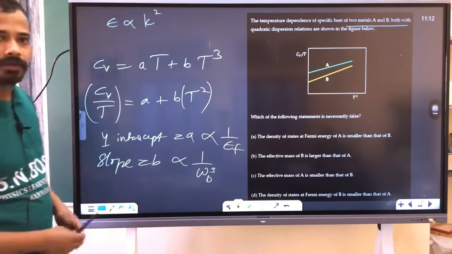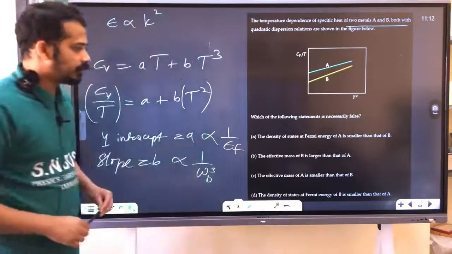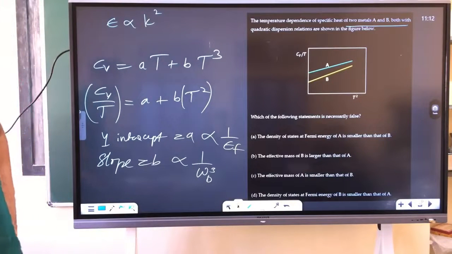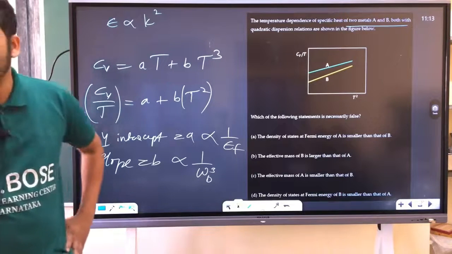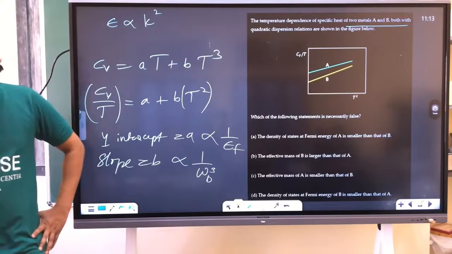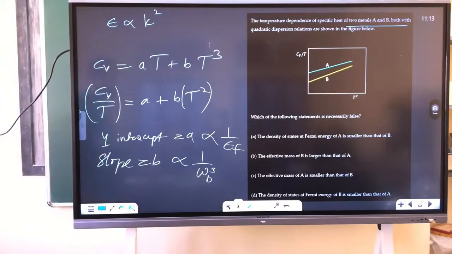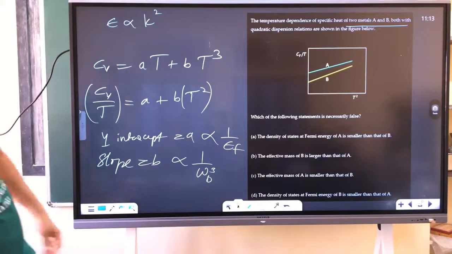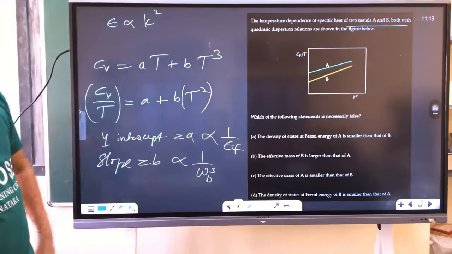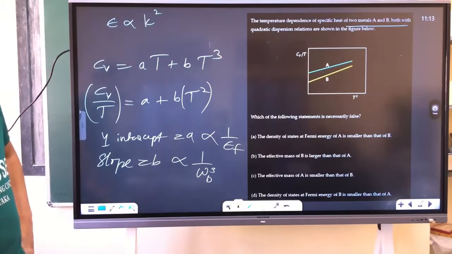Now let us see the options. The density of state at Fermi energy of A is smaller than that of B. He talked about the density of state at Fermi energy, the number of particles at Fermi energy, not the average occupation number. You need much more condensed matter idea, but I thought it can be done here within this idea, because he talked about effective masses, am I right? The other option: the density of state at Fermi energy of B is smaller than that of A.